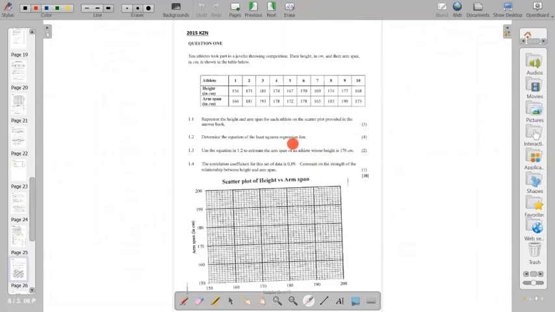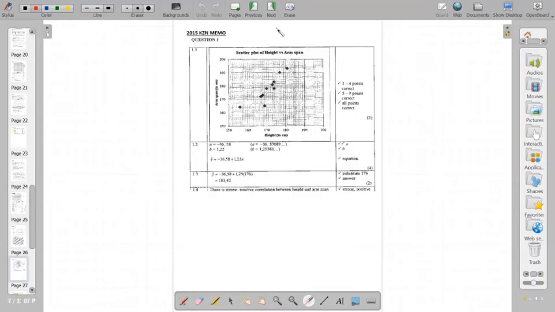That's just using the straight line you got in the previous answer, 1.2, and then the correlation is given. Comment on the strength of the data. Okay, you can say it's reliable, 0.8 match. So that question is all straightforward question that we have. You see the solutions.